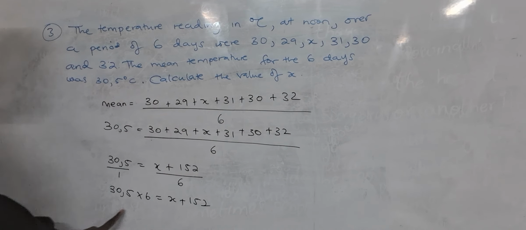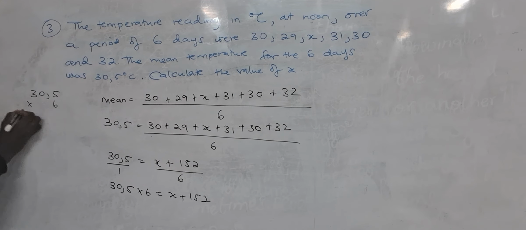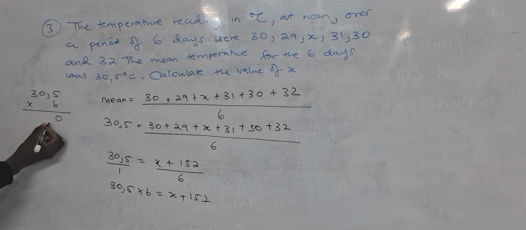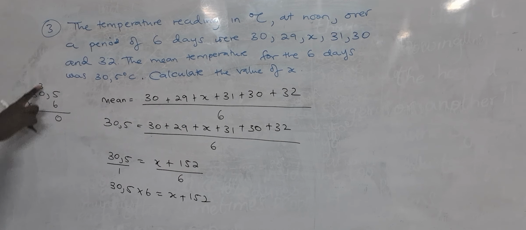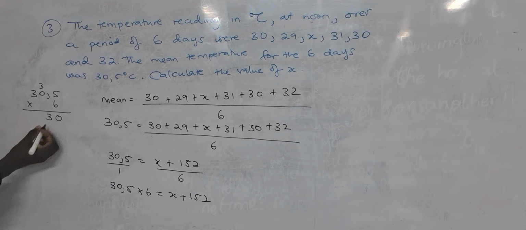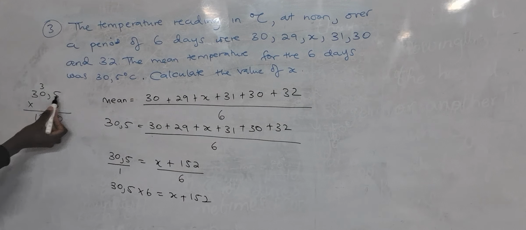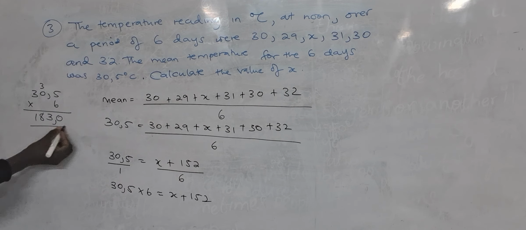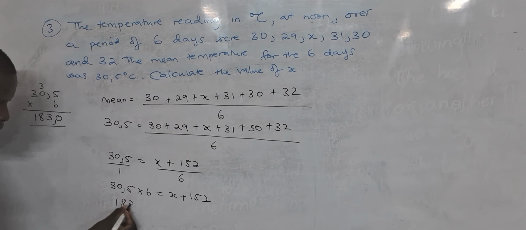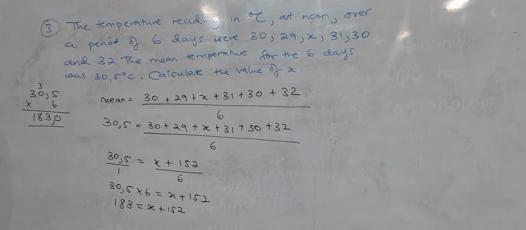Okay. You do the multiplication. 30.5 times 6 like this. 6 times 5, this is 30. 0 carry 3. 6 times 0, this is 0 plus 3. The answer is 3. 6 times 3, this is nothing but 18. 1 decimal place is there after the point. So you put the point here. So this is 183 is equal to x plus 152.